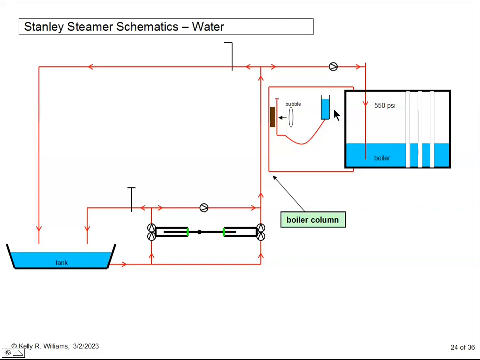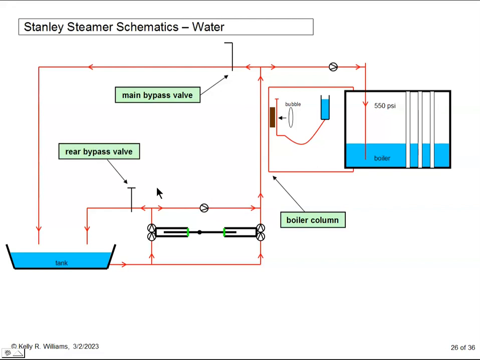In this case, we don't like to see the water high in the glass like this, so we will close the main bypass and force water into the boiler. If we were impatient, we could close the rear bypass too, and force twice as much water into the boiler. Eventually, the boiler water level will rise back to where we want it.